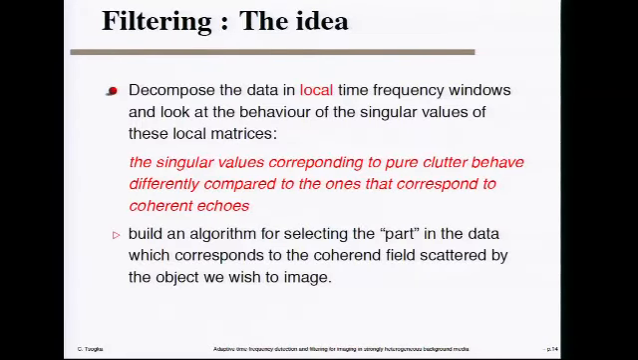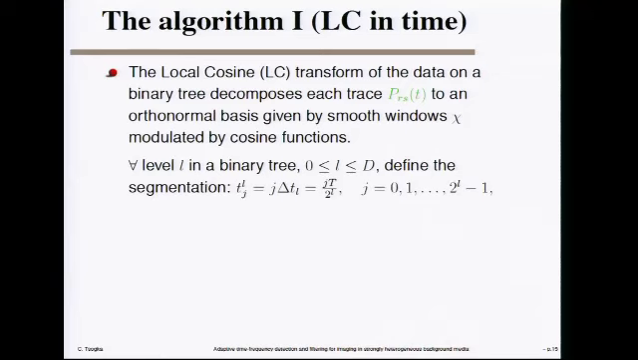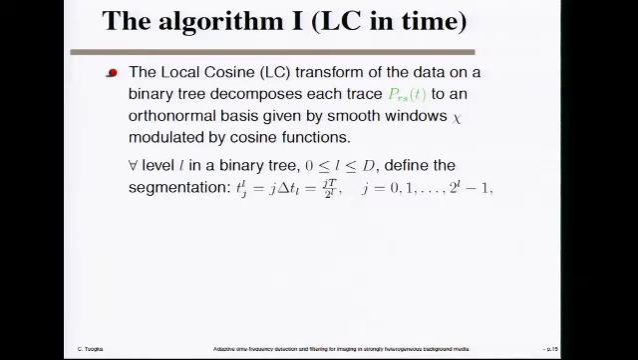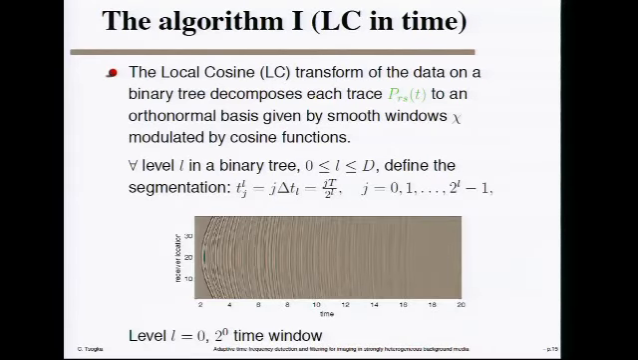We will look at our data in another way. We will decompose the data and look at them using some space-time decomposition. To do this local time frequency windowing, I will use the local cosine transform, and I recall what it is. I take each element of my response matrix, and I do the local cosine transform.